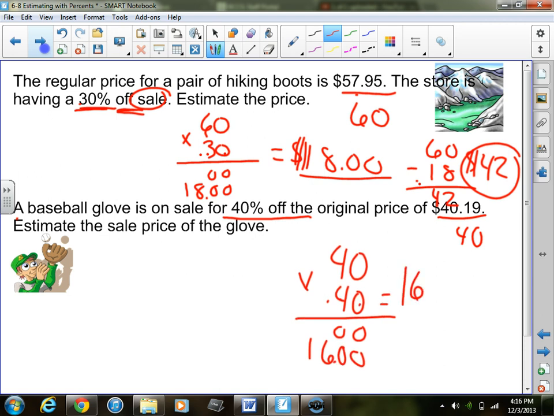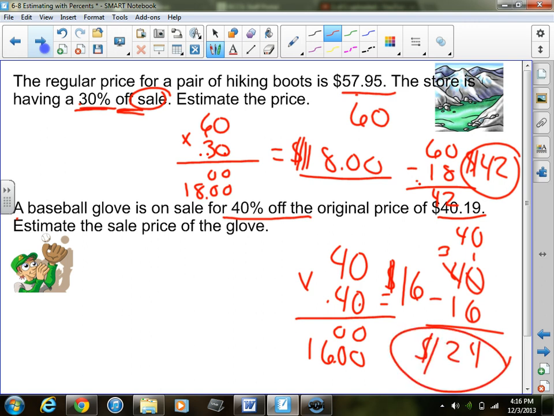So it's $16 off. So that is 40%. So it's $16 off the original price. So I'm going to do 40 minus 16. That's going to be 24. So my final cost is going to be $24. That's my total cost, because that is 40% off of the original price.